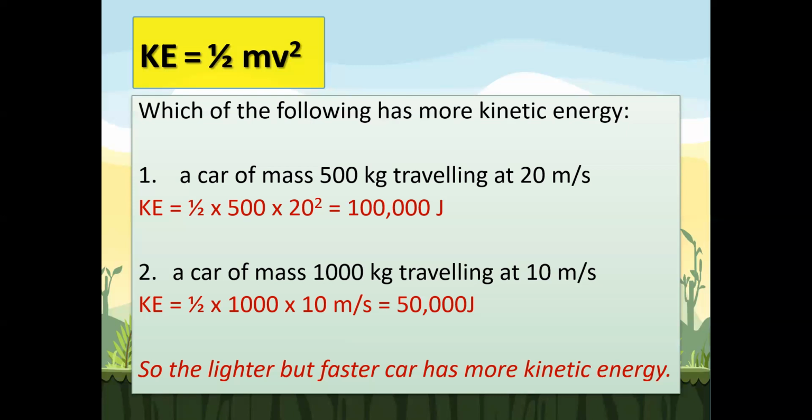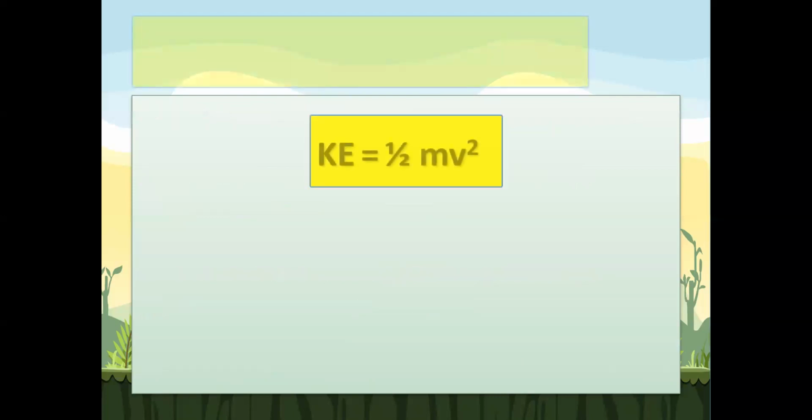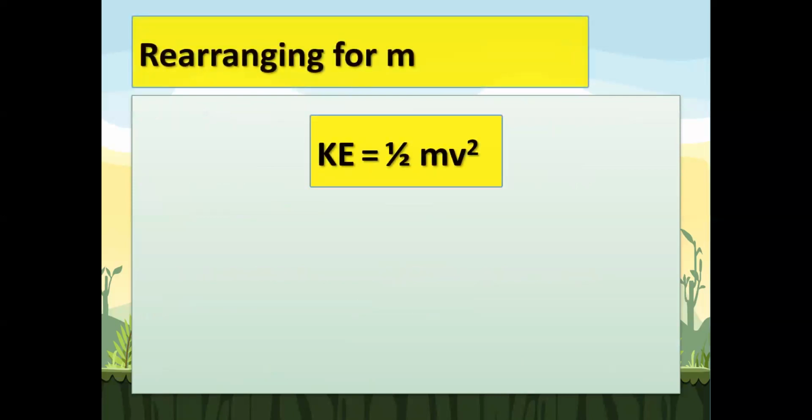Okay, that's what I want you to be aware of. The speed makes the difference. Now, sometimes for grade 8, you'll be called to make M the subject, or to find M, the mass, or sometimes find the velocity. In this case, you have to rearrange the formula.